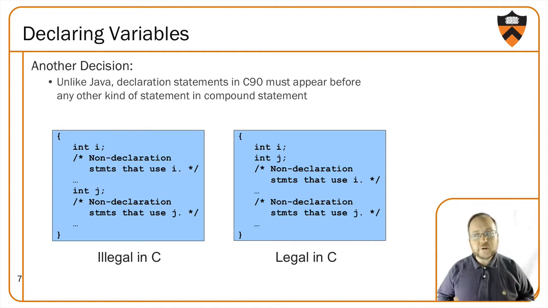So another decision is that unlike in Java, in C90, we have to declare all of our variables up at the top of any given block before any other statements in the compound statement, the block. So at one time, this made it easier for compilers to make code more efficient at runtime. Memory allocation of local variables deals with stack pointers under the hood. We'll see this at the end of the course.